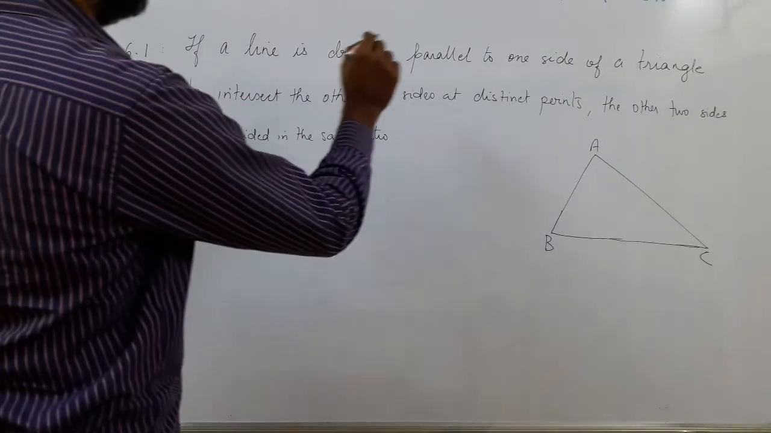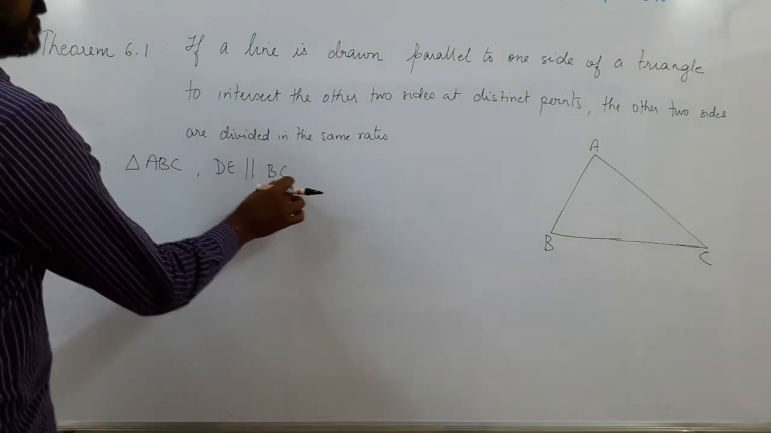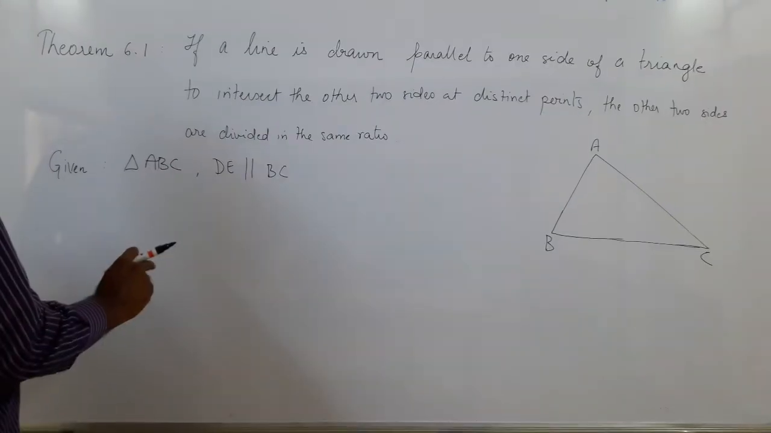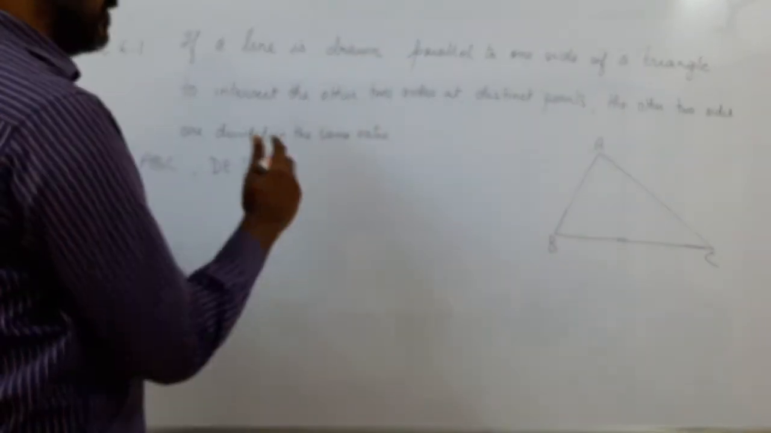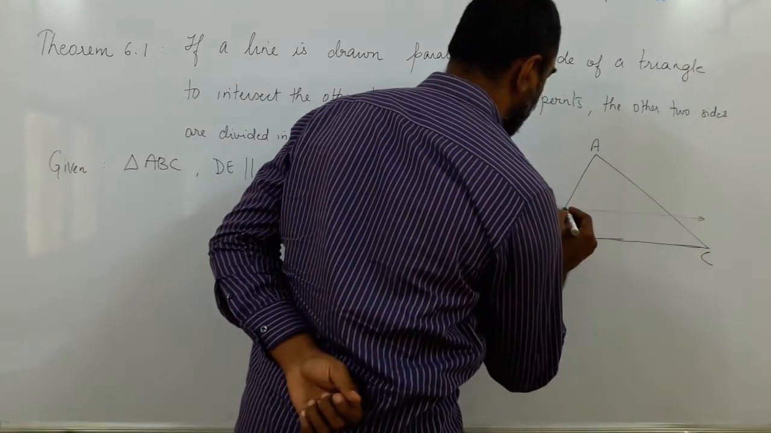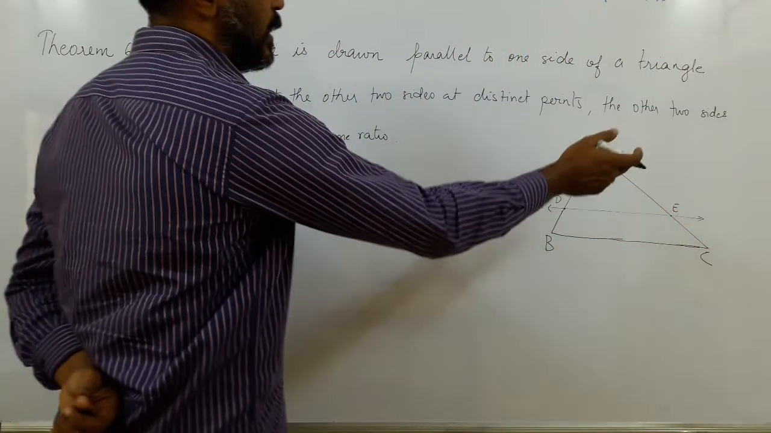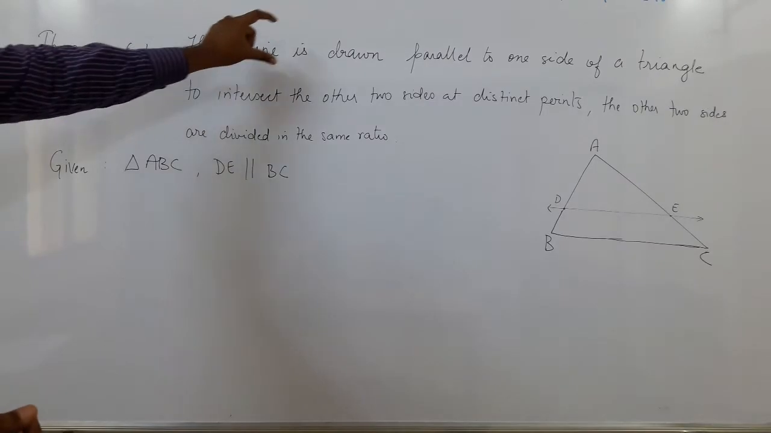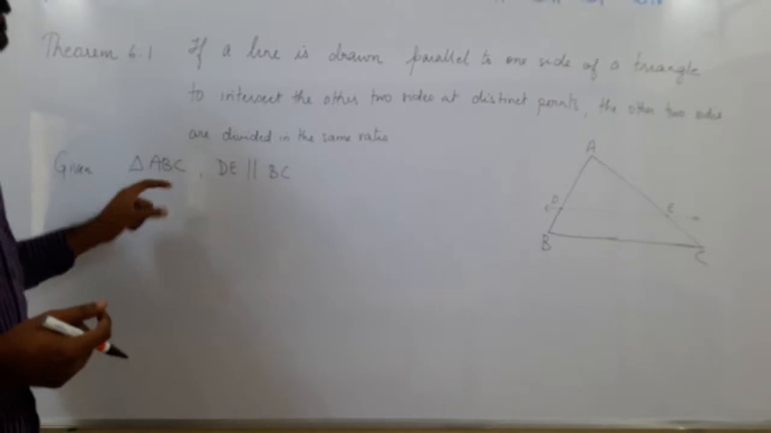If a line is drawn parallel to one side of a triangle, we have taken the one side as BC, and we draw a line parallel to BC. Let me draw the line. I call it DE. So I have drawn a line DE parallel to BC, because the theorem says if a line is drawn parallel to one side of a triangle. So what is given to us?